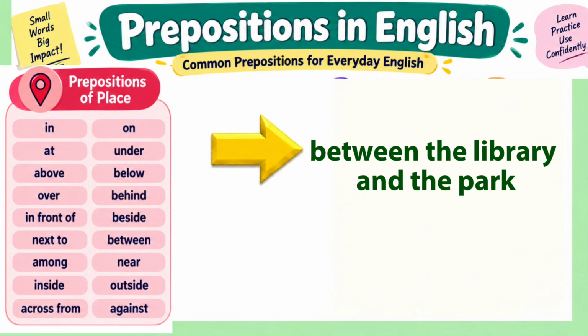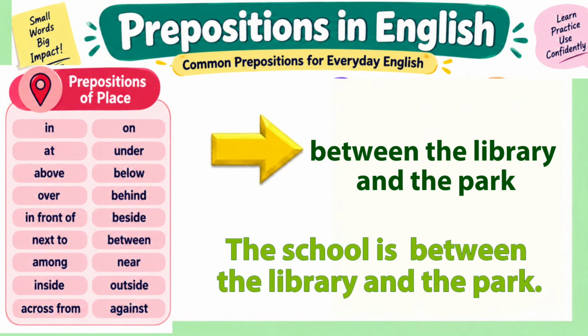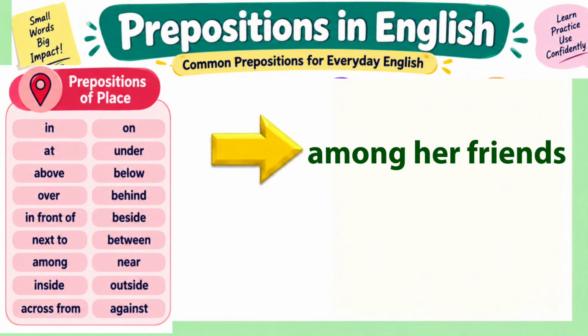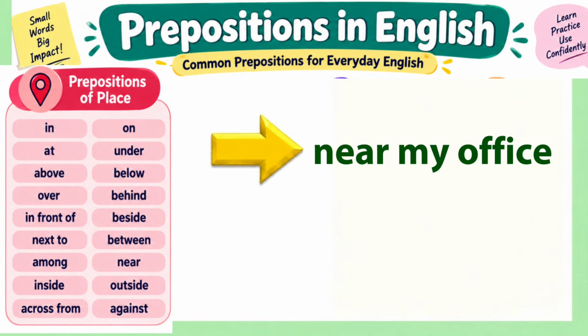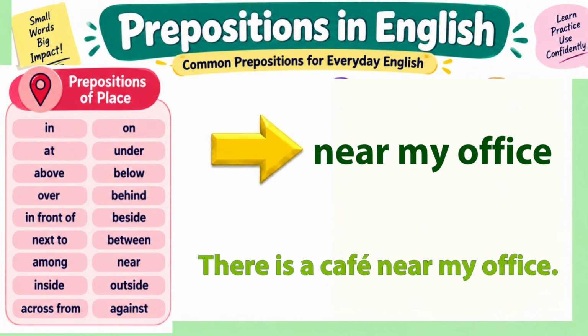Between. For example, between the library and the park. The school is between the library and the park. Among. For example, among her friends. She was sitting among her friends. Near. For example, near my office. There is a cafe near my office.